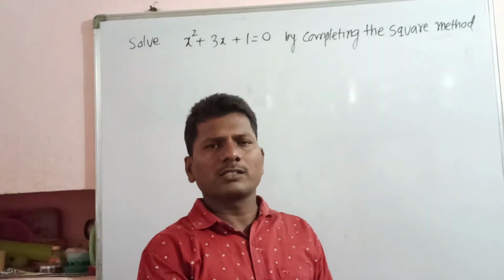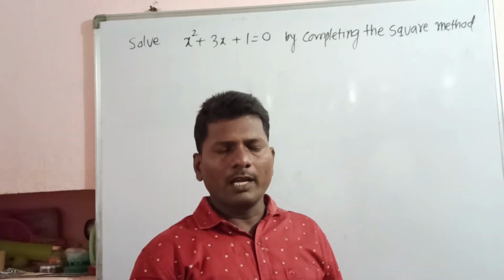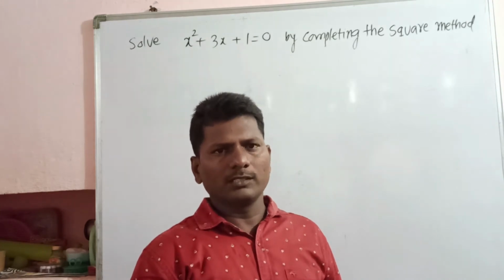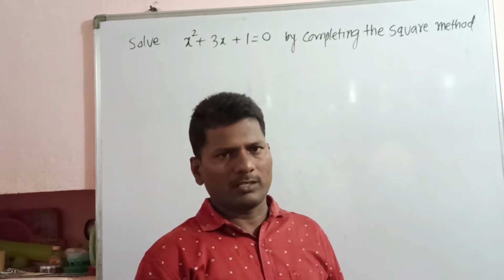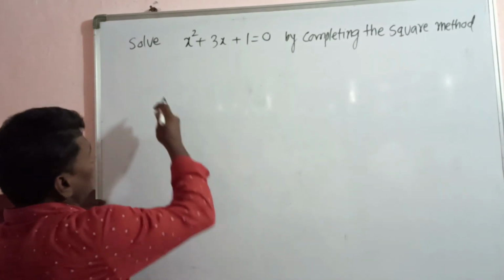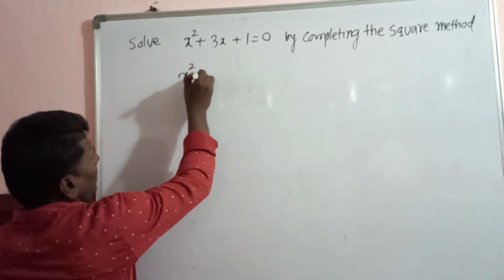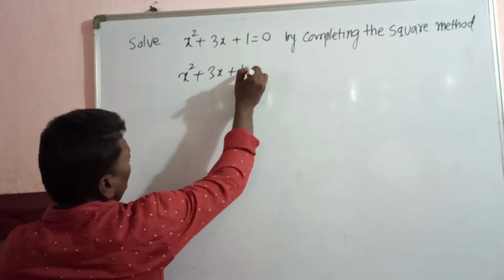Now we will solve a quadratic equation using completing the square method. x square plus 3x plus 1 is equal to 0.